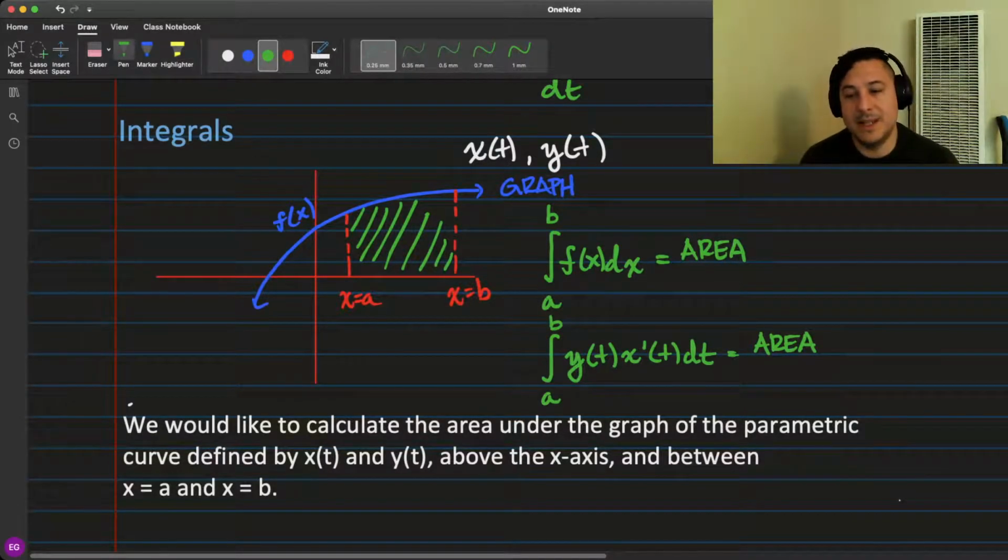Okay, so what's nice about this is that you can use the a and b values. You don't have to use the t values when you integrate.